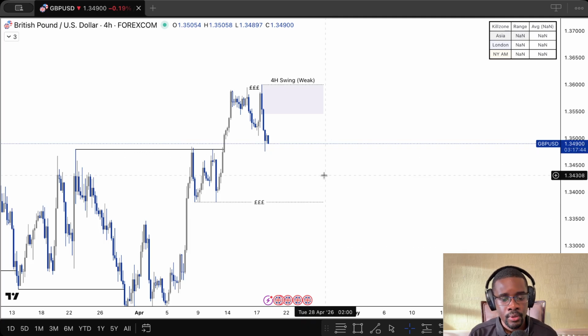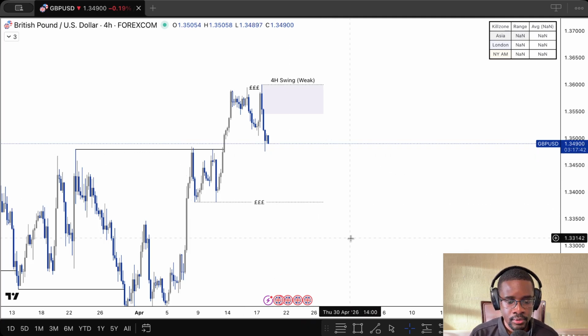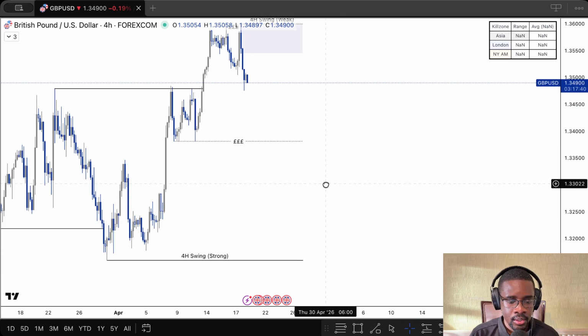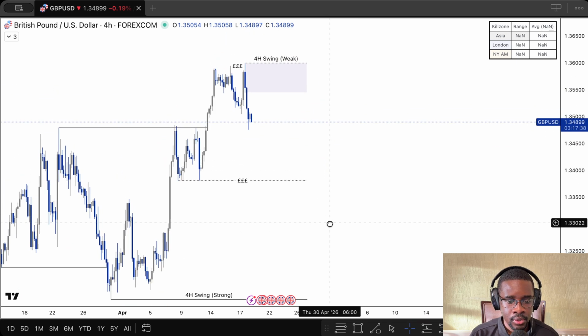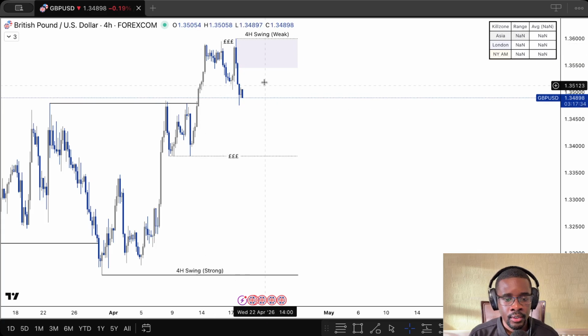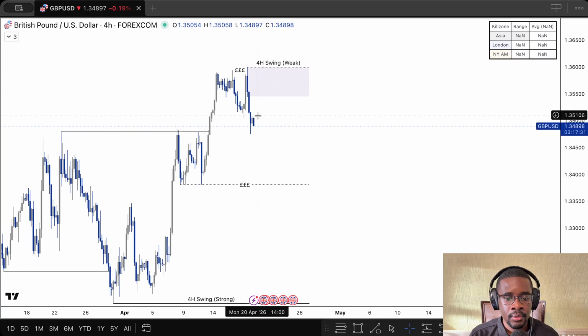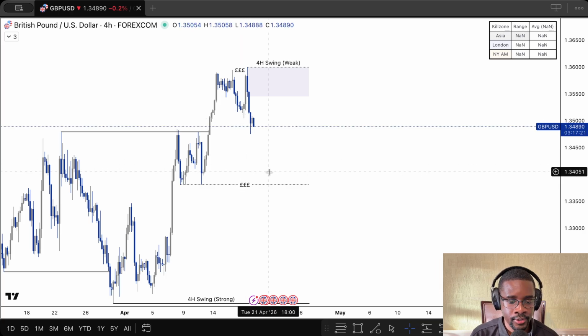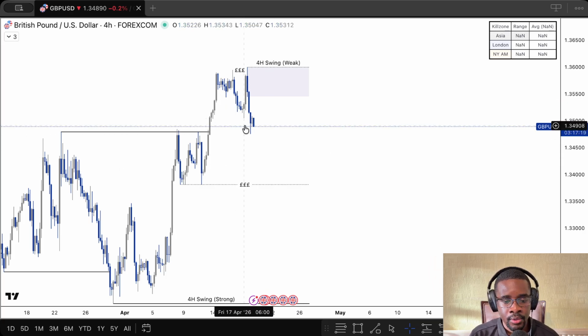Okay, so as it stands, this is what I see. After a break of structure, we expect a pullback, and this internal break of structure could be the start of that pullback. Okay, well, it's actually a fractal break of structure. Could be the start of that pullback.